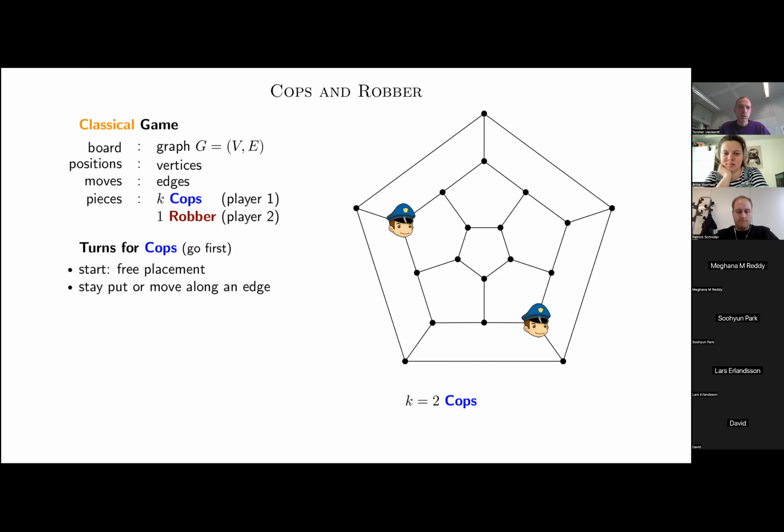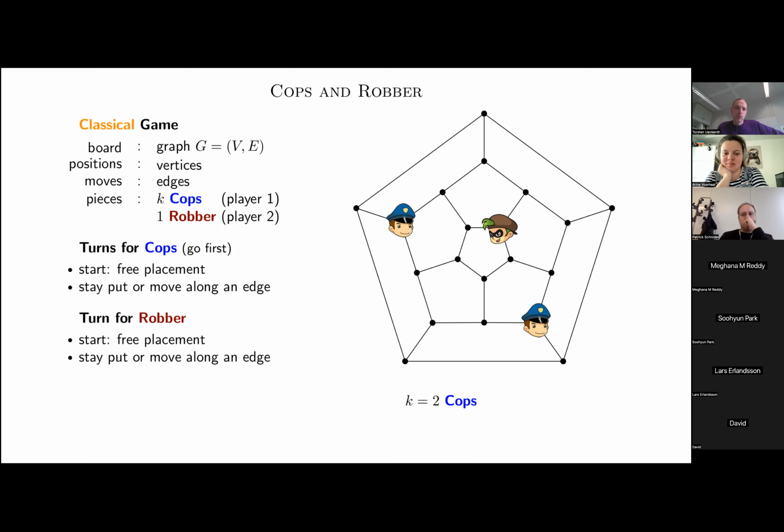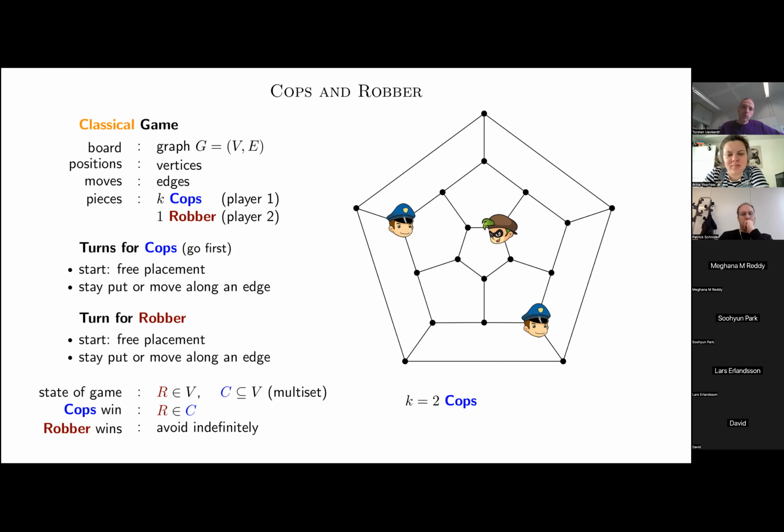After seeing the initial placement of the cops, it's the robber's turn. The robber sees where the cops are and places himself on some vertex of the graph. Also no restriction, free choice. And then also whenever it's the robber's turn, he can either stay put or move along an edge. Okay. So now it's the cops' turn. And of course, the cops try to catch the robber. So the goal is that the cops want to go onto the same vertex as the robber.